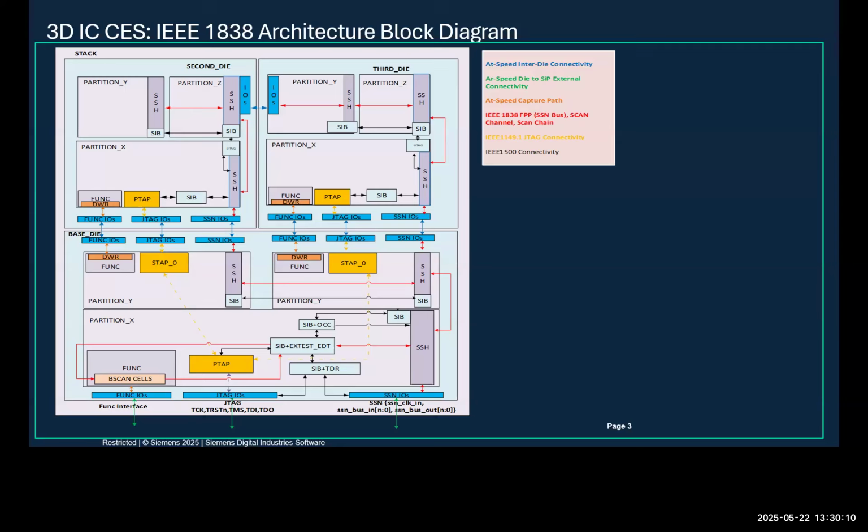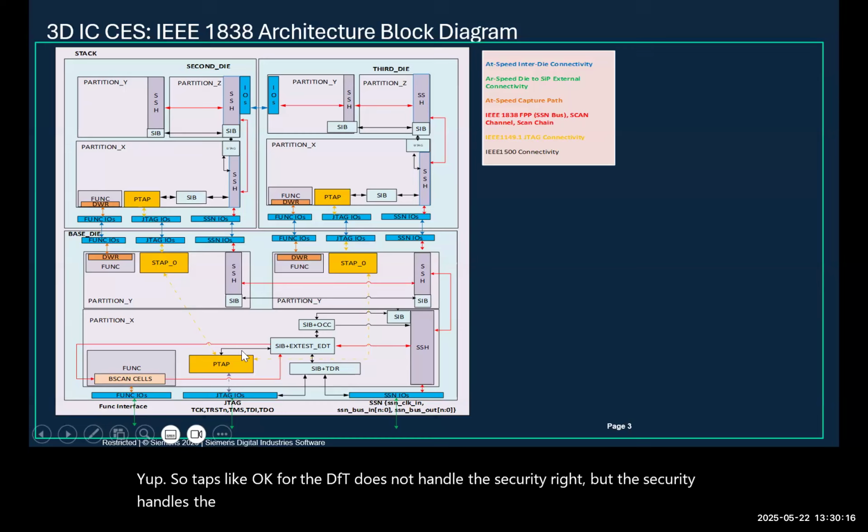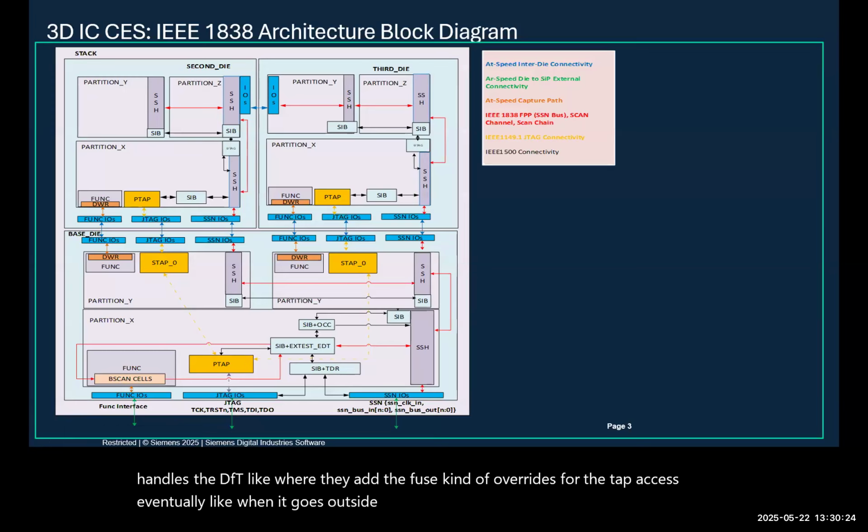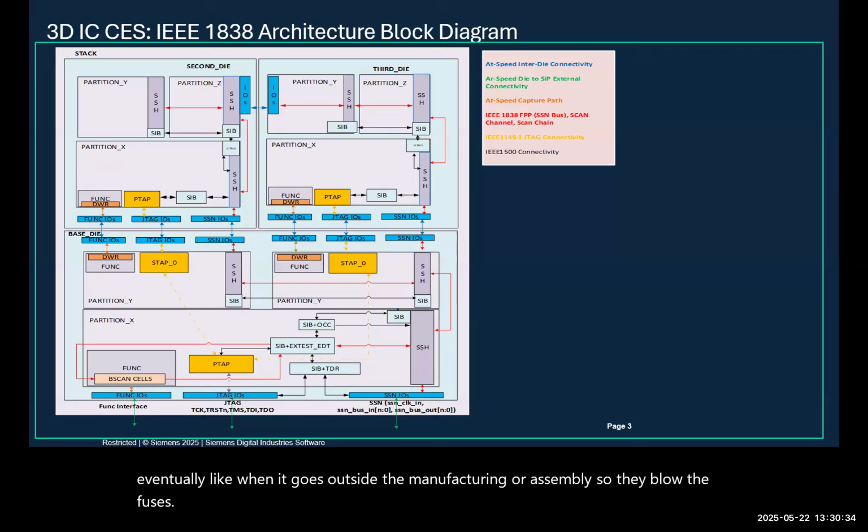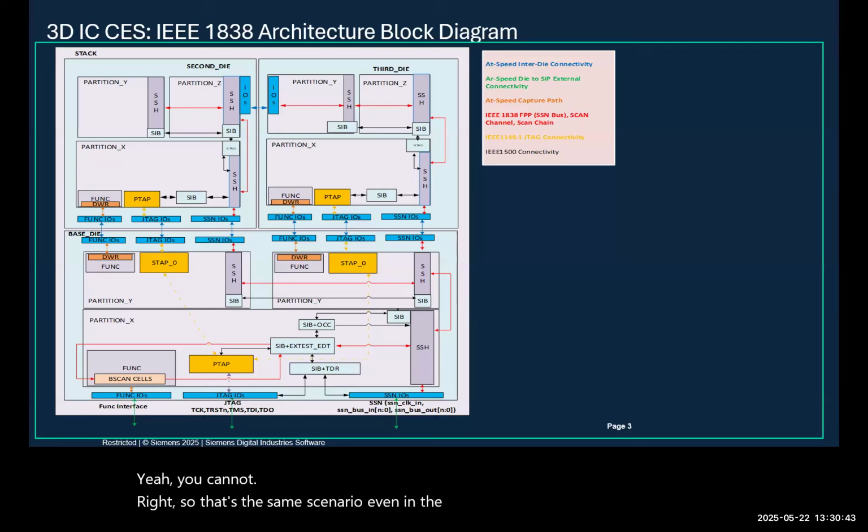So taps, for the DFT, do not handle the security, right? But the security handles the DFT, where they add a few overrides for the tap access eventually, when it goes outside manufacturing or assembly. So they blow the fuses. Okay, so fuses get blown and you can no longer access PTAP in any possible way. Right. So that's the same scenario even in the 2D scenario also. Okay, that's good to know.